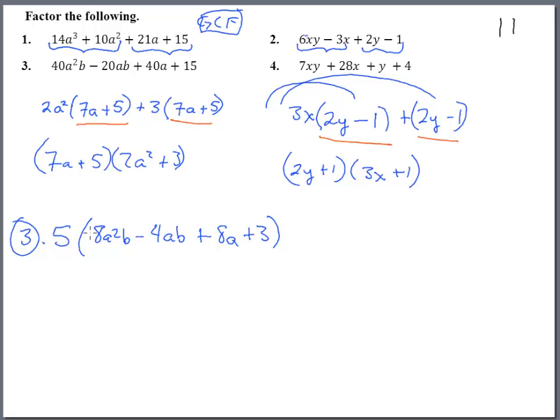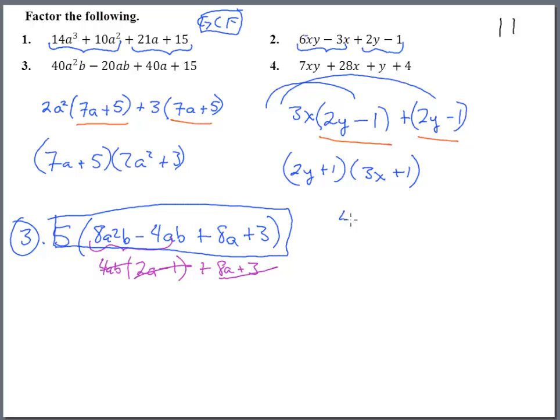Now, with what's left, let's see if these 2 will group together. We could take a 4ab out, and we're left with 2a minus 1. And here we can't really take out anything, so we just have that. No common factor, so we're stuck. It is completely factored right there. Let's do number 4.